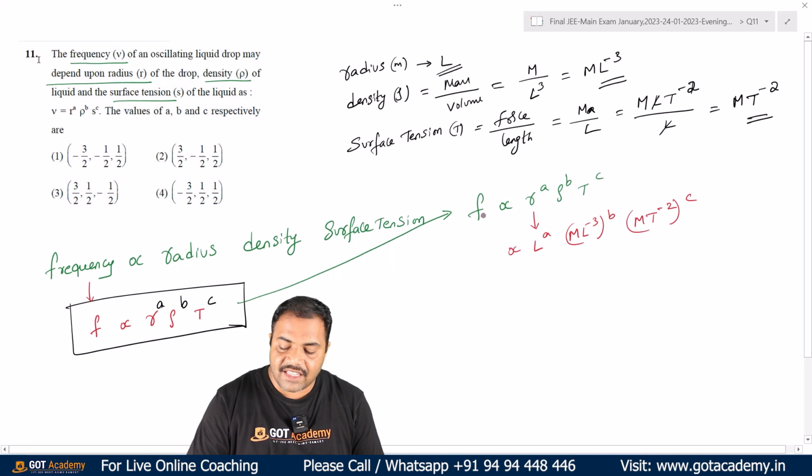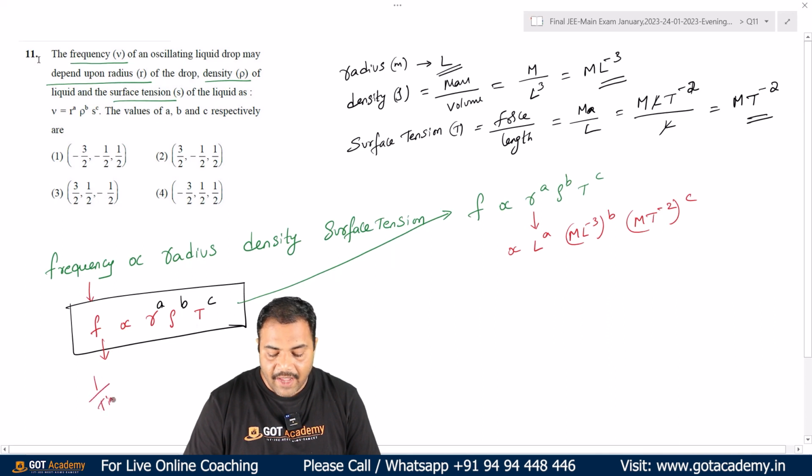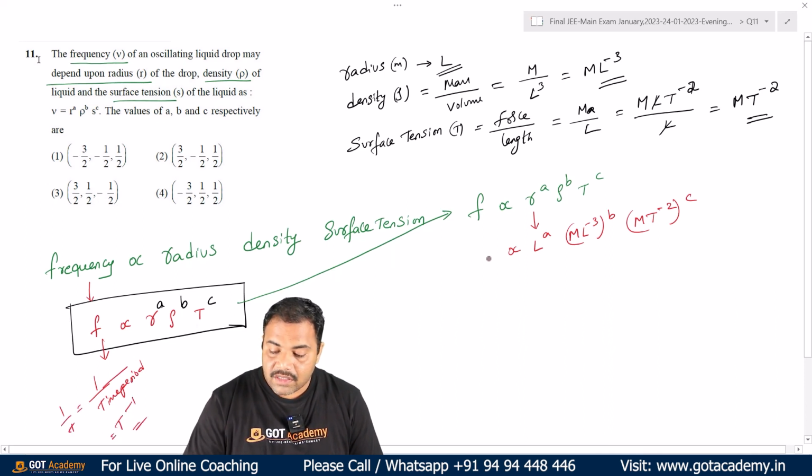So frequency is nothing but the reverse of the time period. What I say is that frequency is nothing but the reciprocal of the time period. If it is the reciprocal of time period, we could write it as 1 by T, or we could write it as T power minus 1. So in place of frequency, let me write it as T power minus 1.